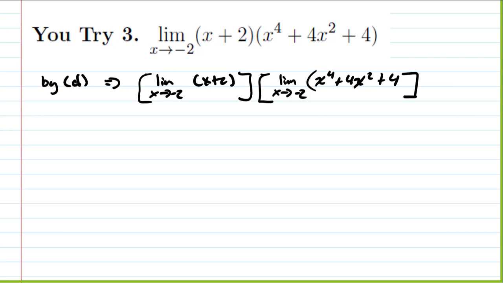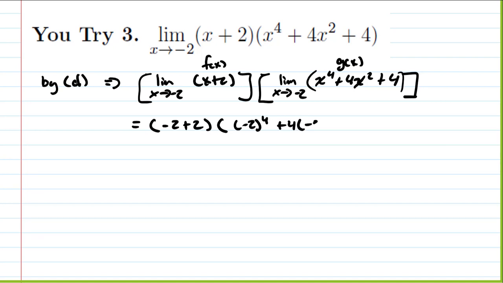So now, each of these two things are functions. We have two polynomials, and polynomials are continuous. So this is f of x, and this is g of x. And it says we can just pass the limit inside the function, which means we can pass it into all of the x's and evaluate. So our limit is going to be negative 2 plus 2 times negative 2 to the 4th plus 4 times negative 2 squared plus 4.